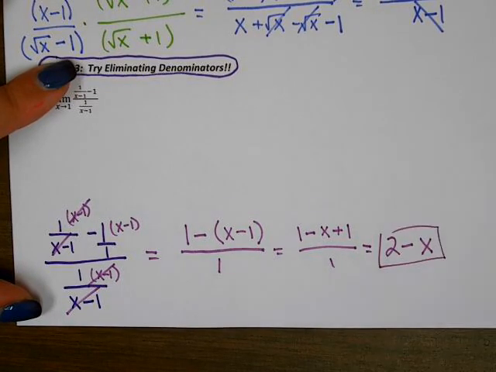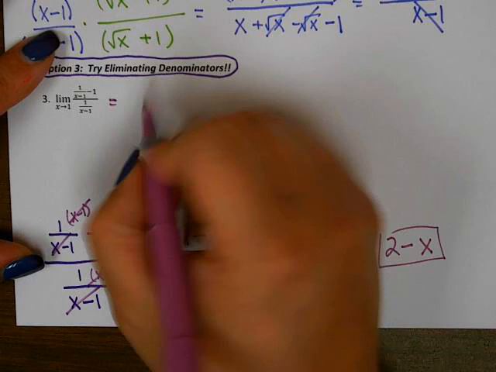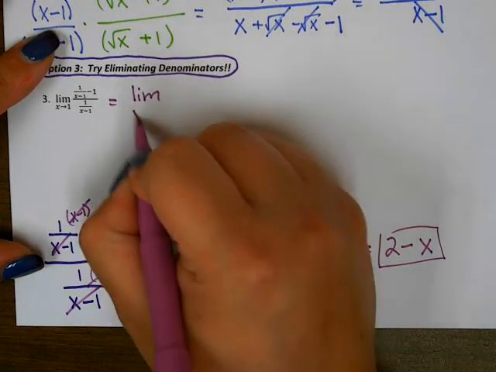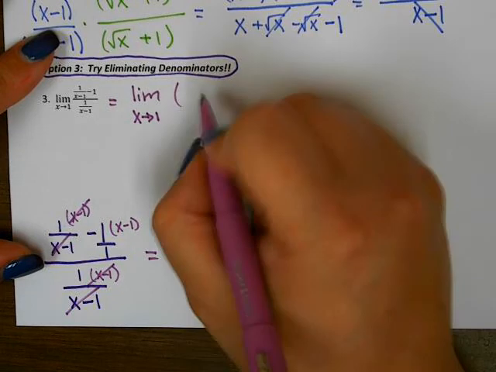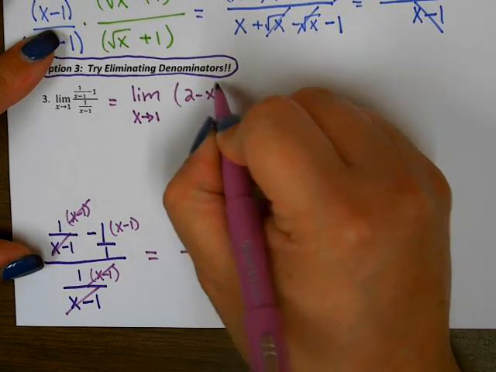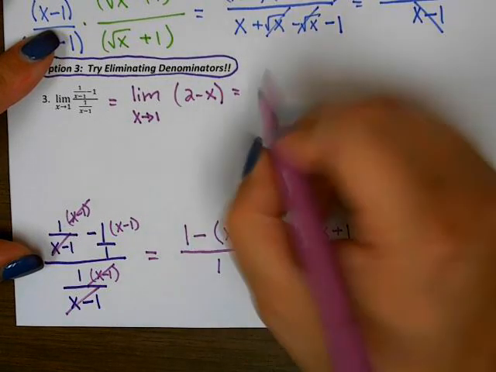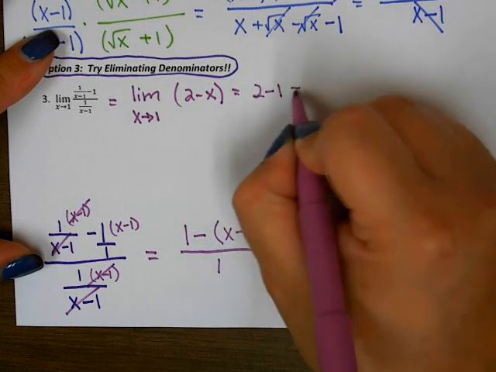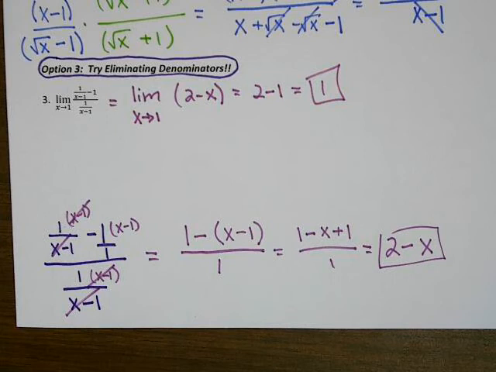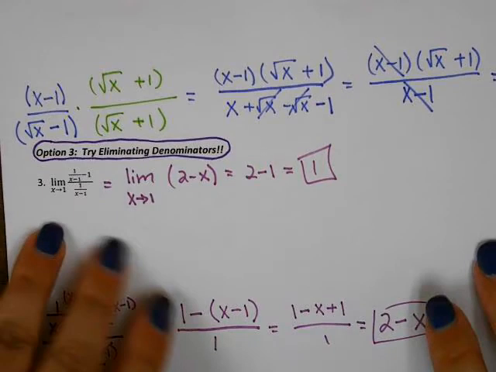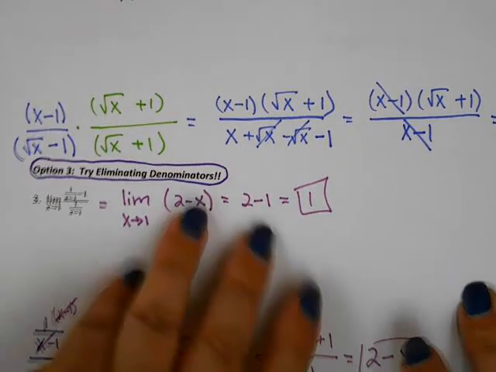So this whole function simplifies down to a much nicer thing for us to be able to evaluate. So now I can go back up here. This is the limit as x approaches 1 of 2 minus x. And now I can go ahead and substitute. So 2 minus 1, my overall limit is 1. We're going to do tons of examples like this in class, so if you had questions, please make sure you wrote them down, and I'm more than happy to go through any of these again with you guys if you need me to.